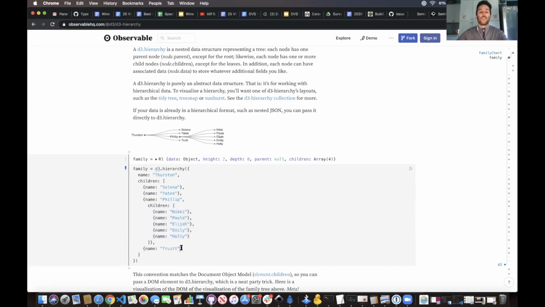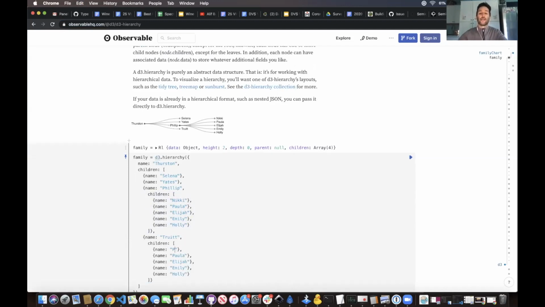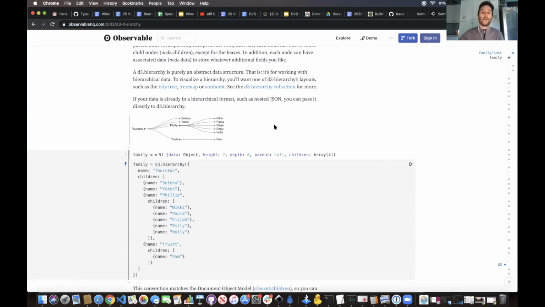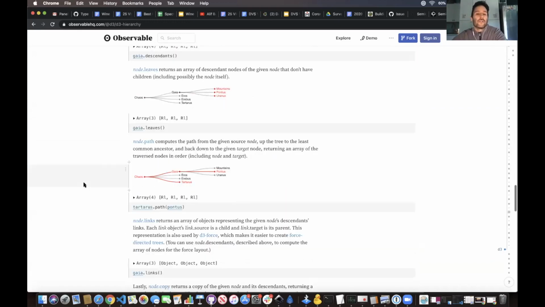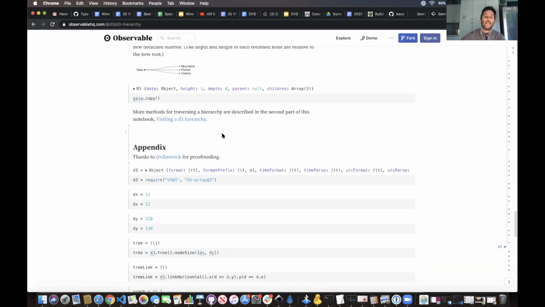I know that Truett had a child named Pam, who's my cousin. And so if I go and add that in there, and I hit this little play button over here, you'll see that the diagram over here updates. And so we have my grandfather, Thurston, and then all of his children, and then all of their children. And so we see this hierarchical diagram that allows you to, instead of drawing by hand, draw using code things like family trees. And this entire notebook is full of hierarchical data and hierarchical data visualization if you're very interested in that kind of thing.